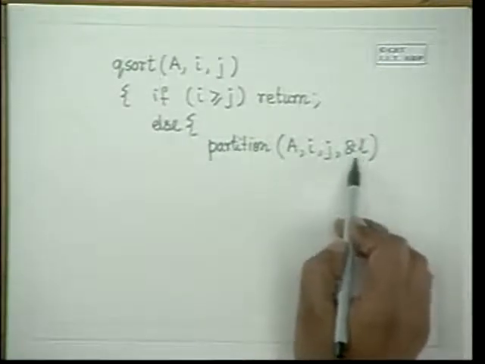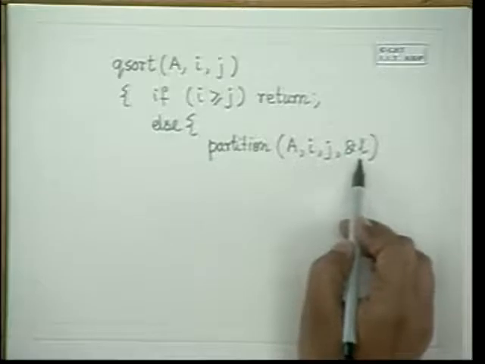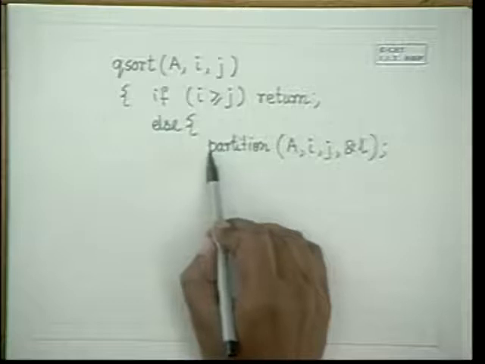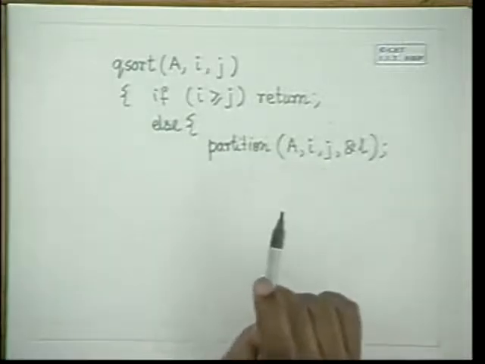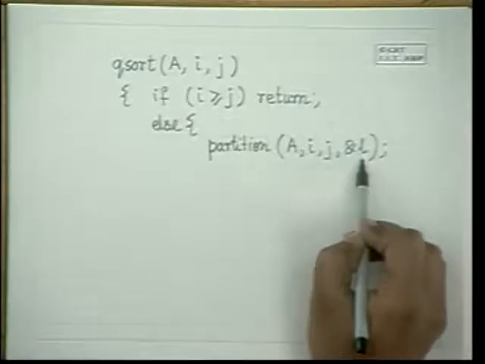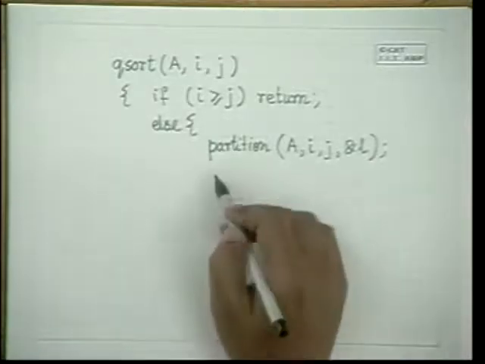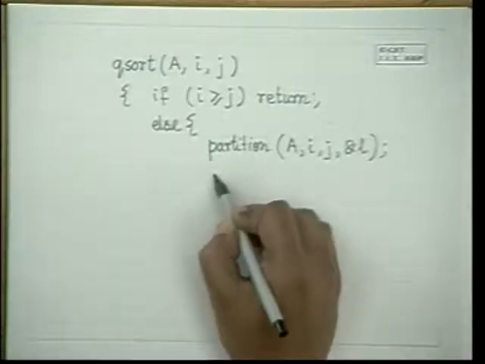Now in order to return the value of a variable, you have to put the address-of operator in C. That is why I purposely put it here also. Otherwise, you could have made the partition routine return a value. Anything you could have done. So we'll return this here, and then we'll call quicksort.